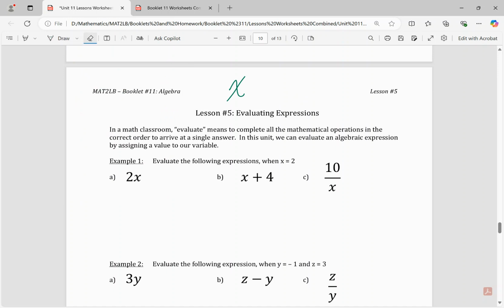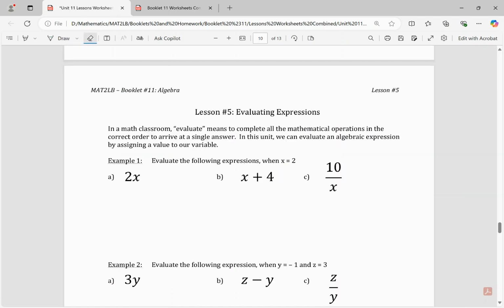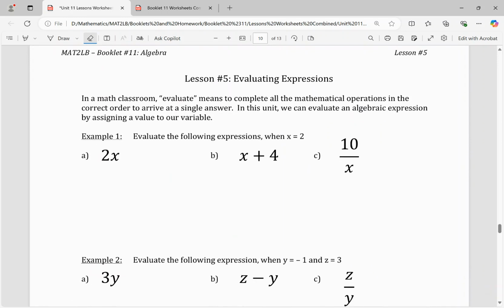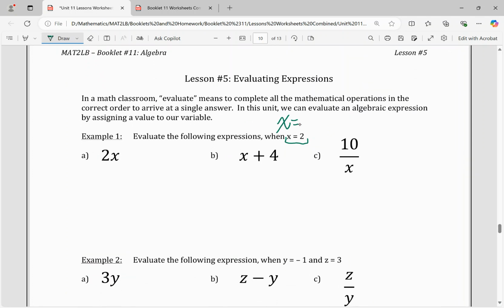Now, in this lesson, we're going to start off with a variable, and then later I'm going to tell you what number it should be. For example, here in example A, we have 2 times x, and I want you to evaluate, which means to solve, the following expression when x equals 2. So when I tell you that x equals 2, what I want you to do is replace everywhere you see x, which is just this one spot, replace it with the number 2. So instead of 2 times x, it's now 2 times 2. And 2 times 2 is equal to 4.